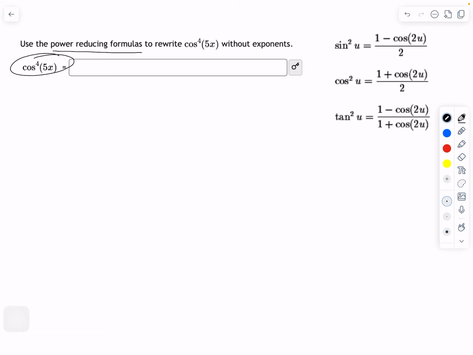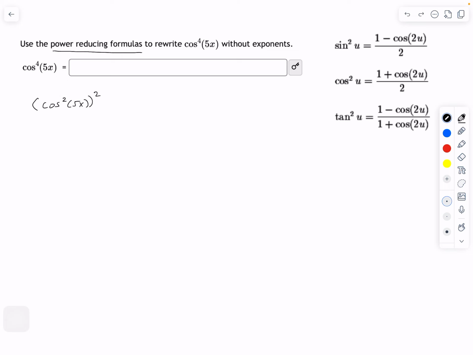But you can see that this is a 4 and this is a 2, so they don't match up, do they? So we're going to rewrite the problem with an exponent of an exponent. So we'll say cosine squared of 5x, and then we'll square that, right? The 2 and 2 make the 4 that we originally have. It's a square of a square. So we do have the identity for cosine squared, which is the one right here.